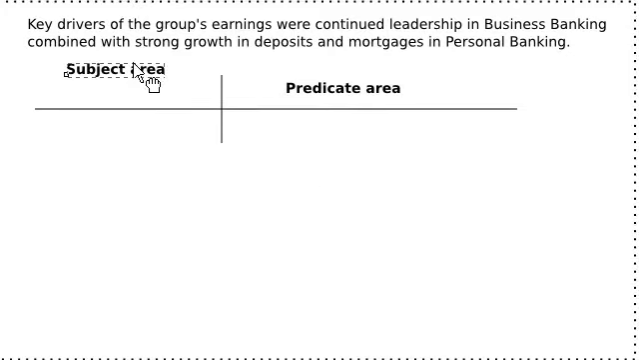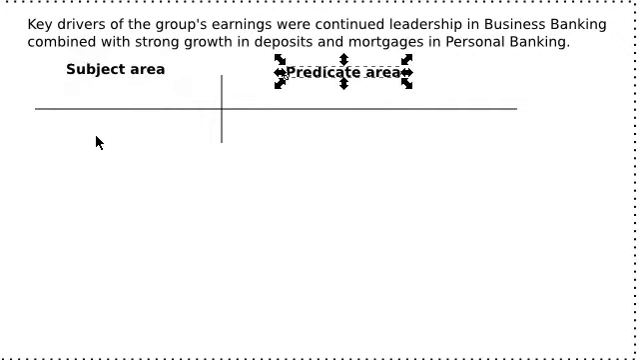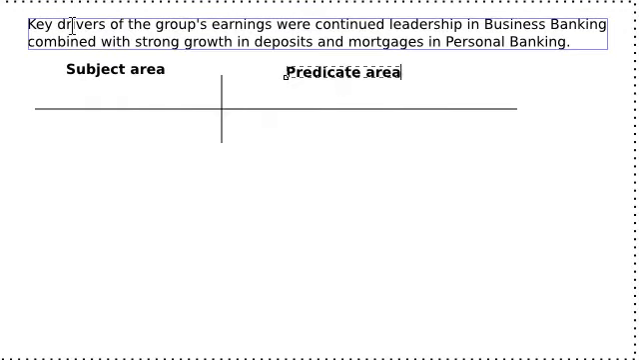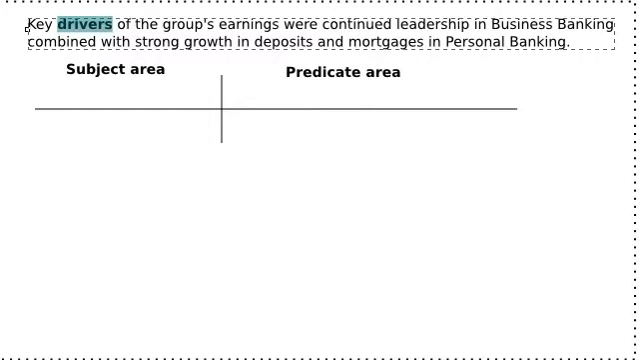Now, I'm going to just raise these up a little bit and get them out of the way because we're actually going to start analyzing the sentence right now. And the first thing to do is to find the word or words that form the actual subject of the sentence. And in this case, it is drivers. The subject will almost always be a noun or a pronoun. And I always highlight subjects in blue.